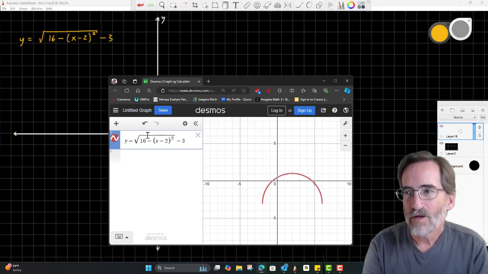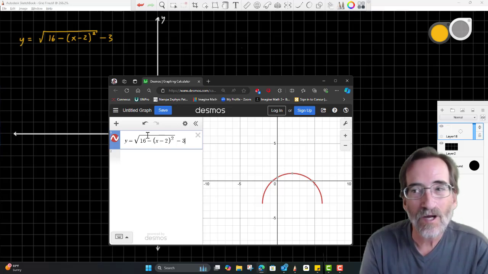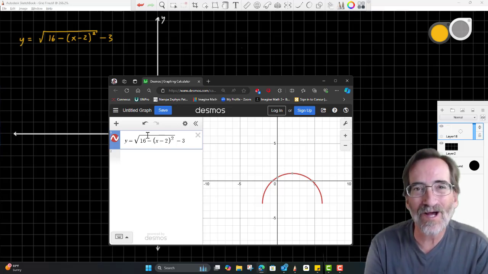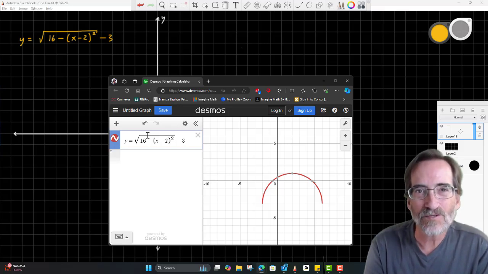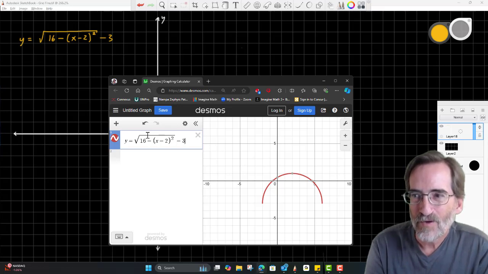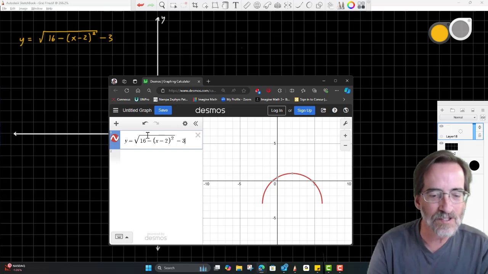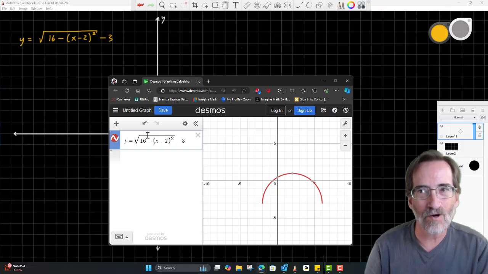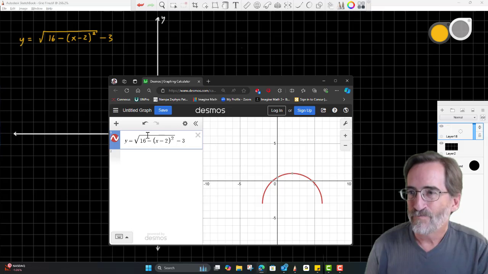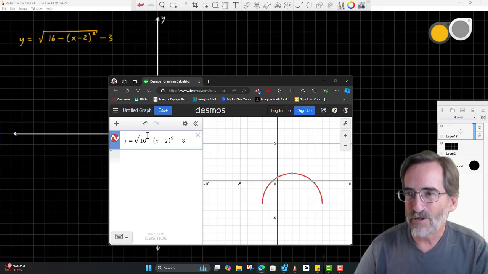minus 3. It would be a semicircle, a half circle, and that's because the square root symbol actually means only the positive root of. And you're only going to get the top half of the circle out of this equation. So that's one oversight, I think, in the lesson. It's not a full circle, it's only a half circle. And that has to do with the fact that graphing calculators only work with functions. Functions require a unique output for every input. But we'll not get too deep into that.